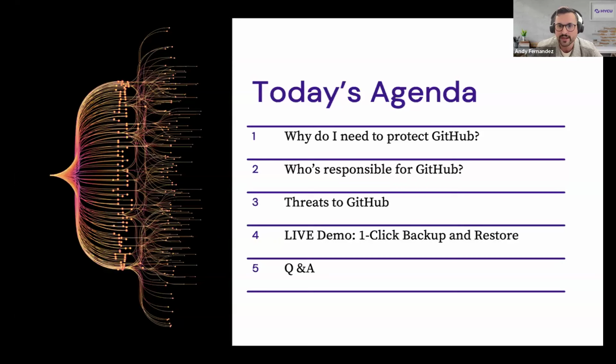We're going to go over exactly why you even need to protect GitHub, why you even think about GitHub in the context of data protection. We're going to go over the specific responsibilities, both from a security and a data protection perspective, but actually understand why there is a need to protect it. What are the threats to the data, the configuration stored in GitHub?